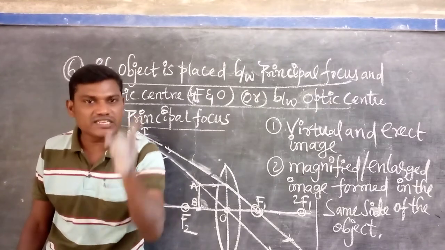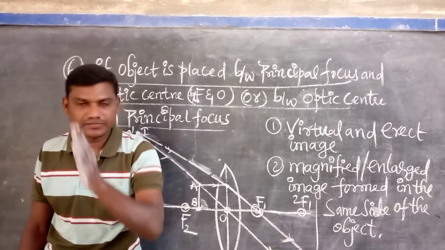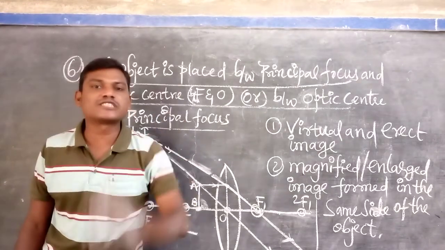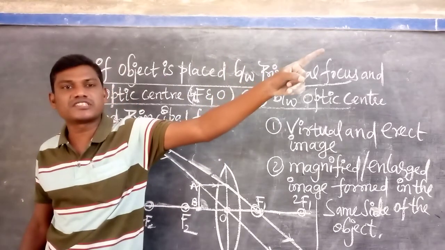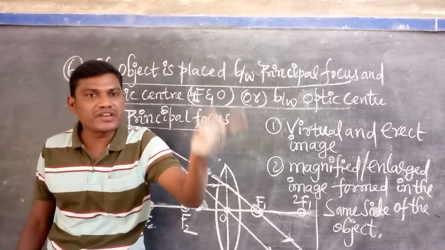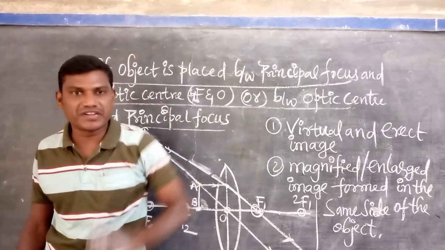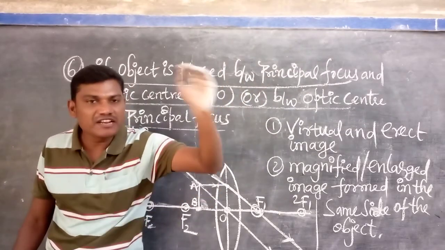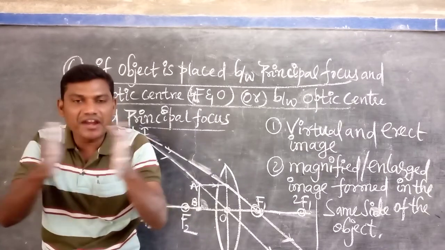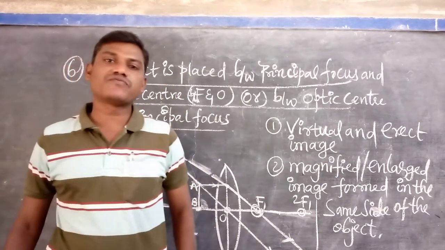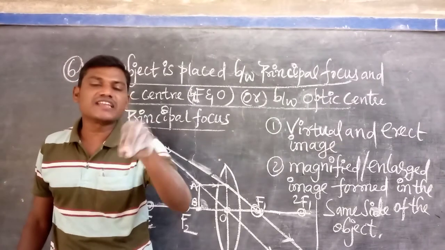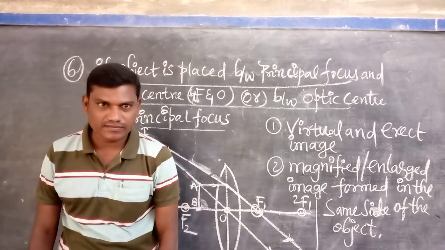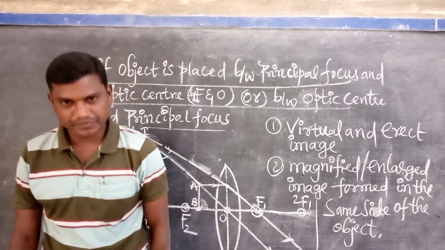Fourth one, if the object is placed between the center of curvature and the principal focus, the image will be formed beyond the center of curvature on the other side, or between the center of curvature and infinity. That is also a real, inverted image, and a magnified or enlarged image will be formed. That type of manner we are observing in projector lenses in cinema theaters and in offices also.